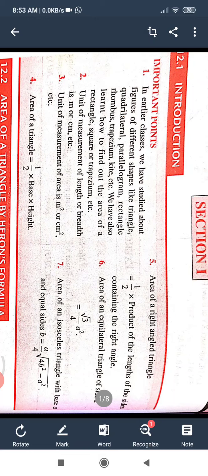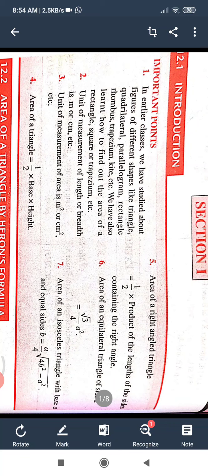Hello, good morning students. Today we are going to start a new chapter, Chapter 12, Heron's formula. Before starting the chapter, we are going to discuss the introduction and important points.